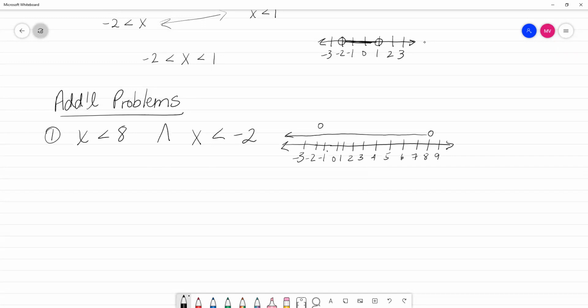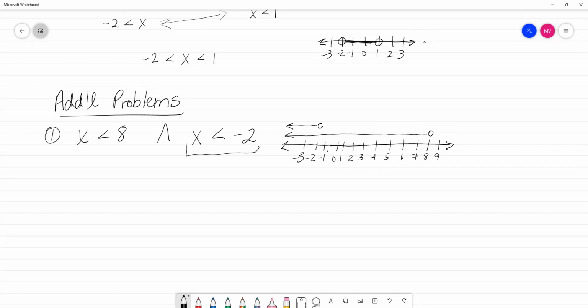So it's going right. So x is greater than -2. Is that what it says? What is this? It's not in your book. This is additional problems. Oh, I thought that was reversed. Okay, never mind. Make that one go left too. I'm sorry, that's the other one. So x must be less than 8, and it must be less than -2.